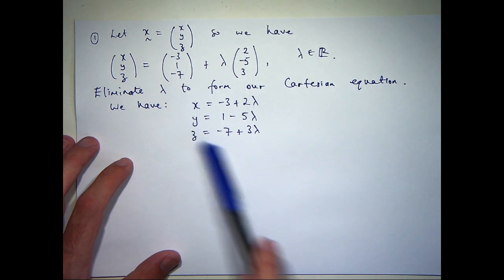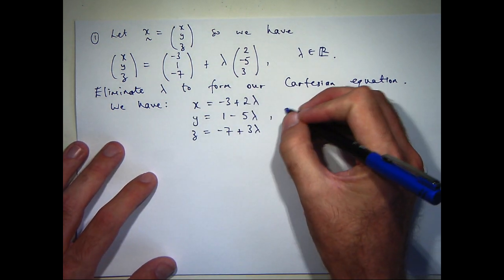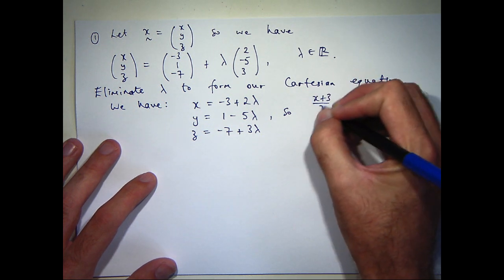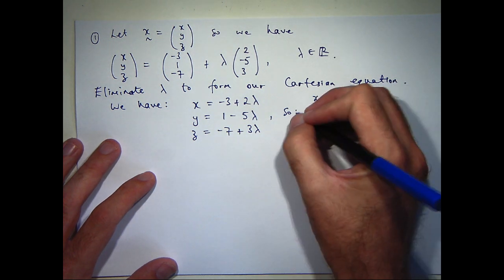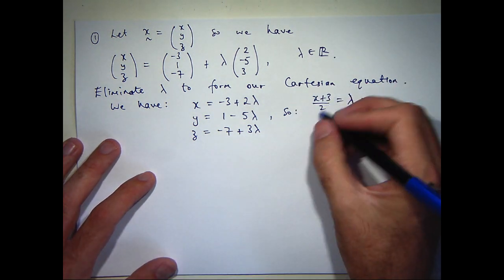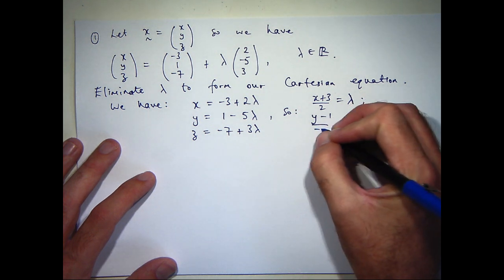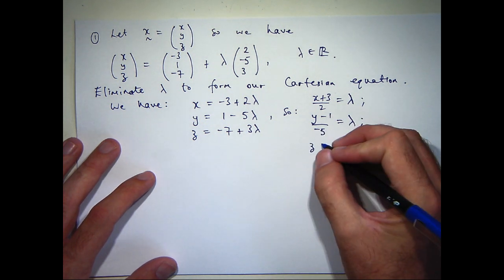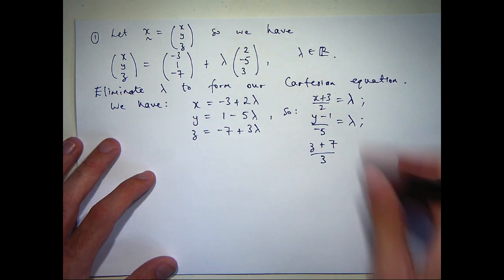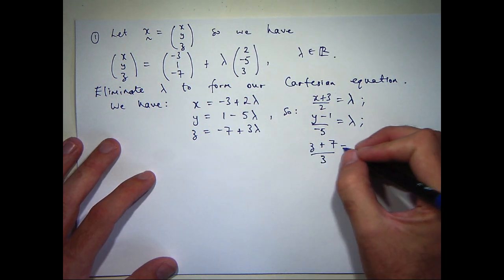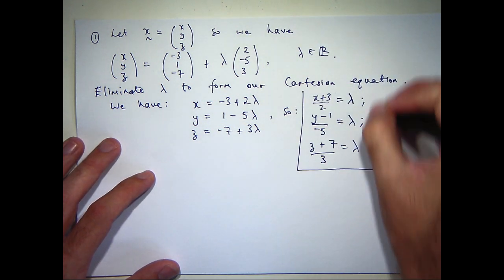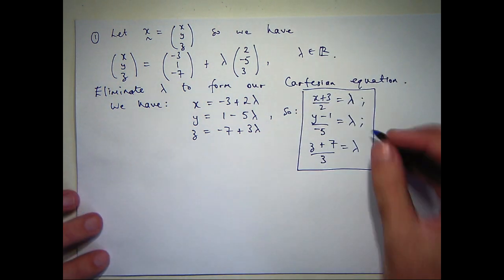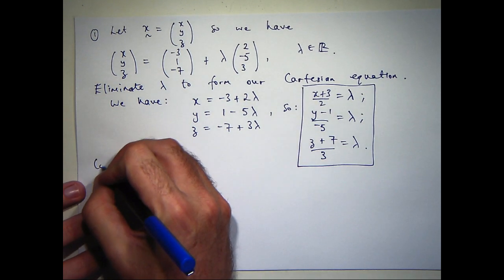So now let's make lambda the subject in each of these three equations. So let's just rearrange. This is a z and this is a 3. I know they look a little bit similar, but that's just the way I write. Okay, so let's combine all of these to form what's known as the Cartesian form of the line.